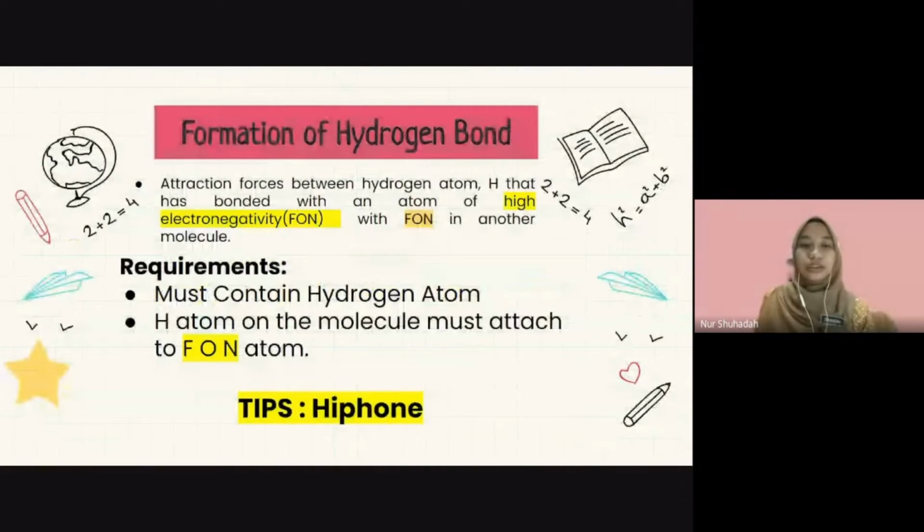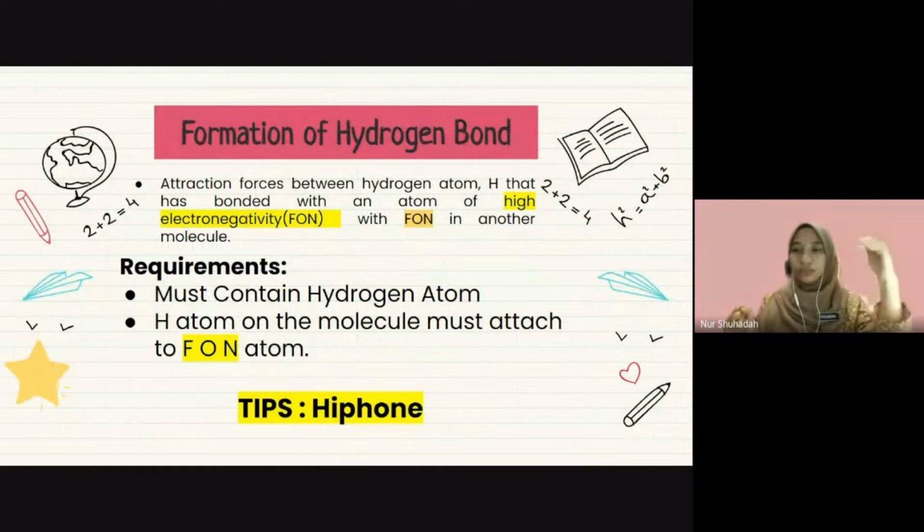Okay. Based on the definition, a hydrogen bond is the attraction force between a hydrogen atom that has bonded with an atom of high electronegativity, which is fluorine, oxygen, and nitrogen. We simplify it with FON, so it is easier for you to remember, with FON in another molecule. So how can the formation of hydrogen bond happen?